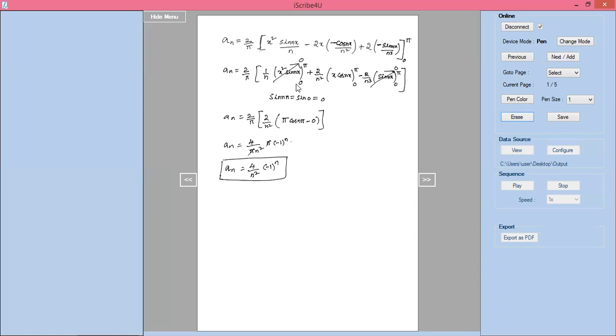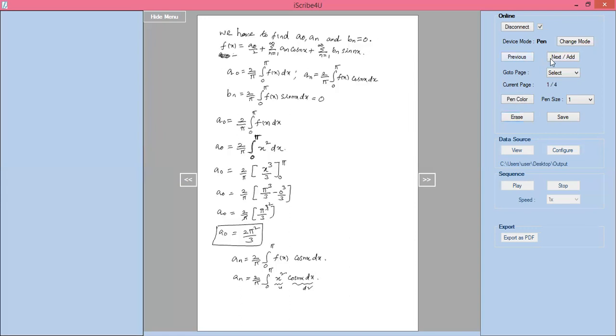Now bn value is already 0, I told that. So now we substitute a naught, an and bn in f of x. You substitute in f of x equal to a naught by 2. What is the value of a naught? Already we know that, a naught value should be 2 pi square by 3.